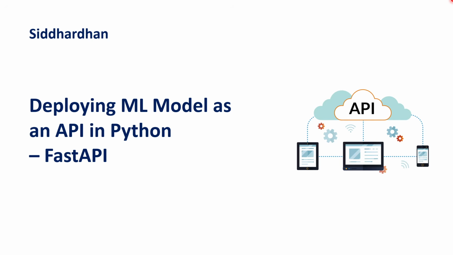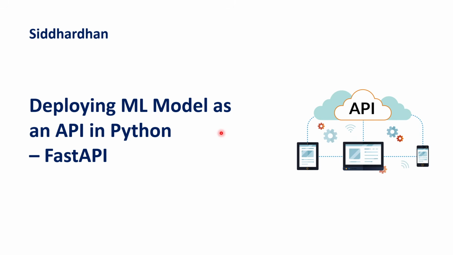In this video, we will be discussing how we can deploy a machine learning model as an API in Python. And for creating this API, we will be using the Python library called FastAPI. In our previous video, we have seen how we can deploy machine learning models using Streamlit, right?